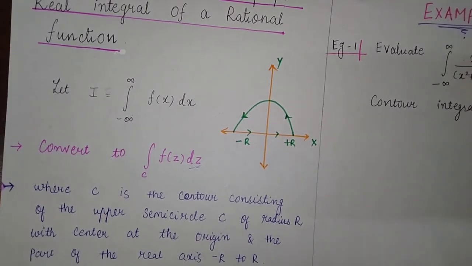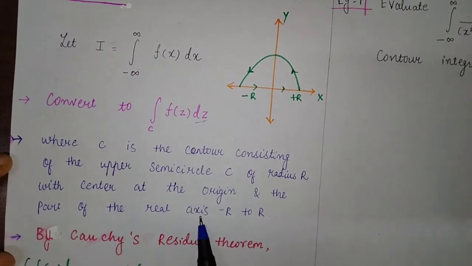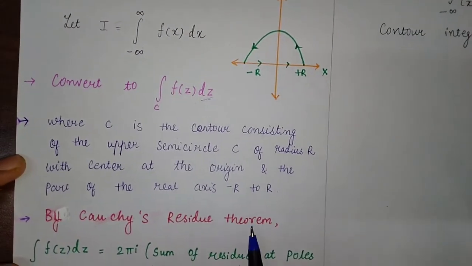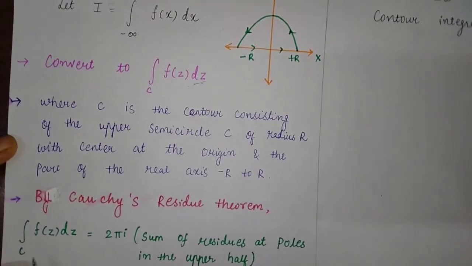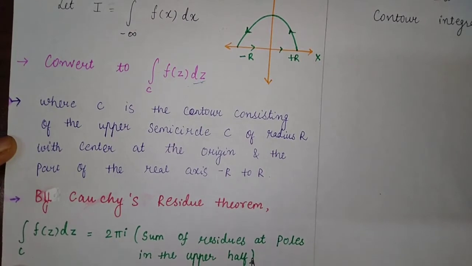Then where C is the contour consisting of the upper semicircle C of radius r with the center at the origin and the part of the real axis from minus r to r. Then by Cauchy's residue theorem, you have to find the function that is 2 pi I into sum of residues at poles in the upper half.